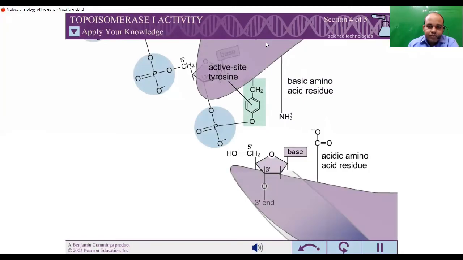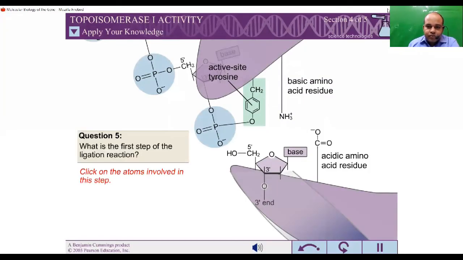Now to the next question. Question 5. What is the first step of the ligation reaction? Click on the atoms involved in this step. Now, how is the ligation reaction going to take place? What will happen in the case of the ligation reaction? For the ligation reaction to take place, what is going to happen?